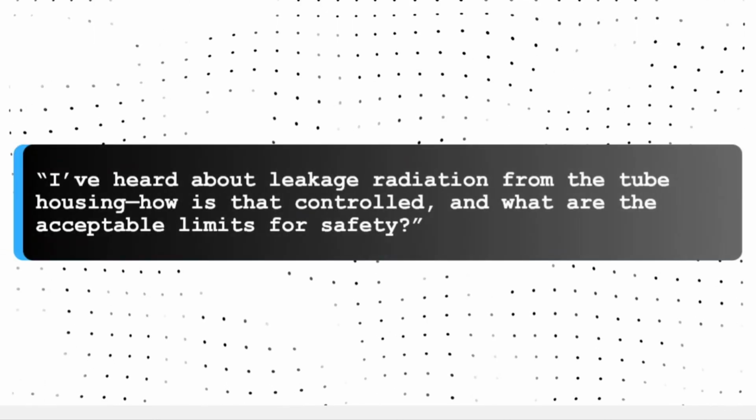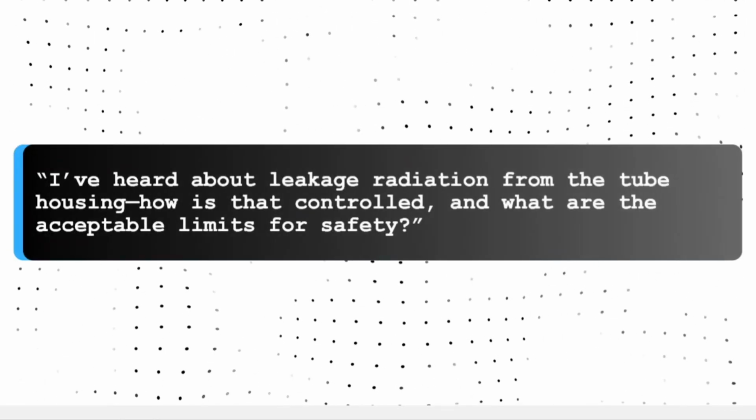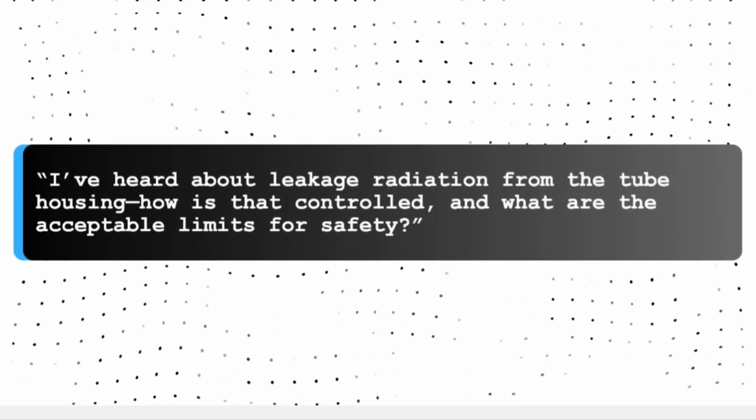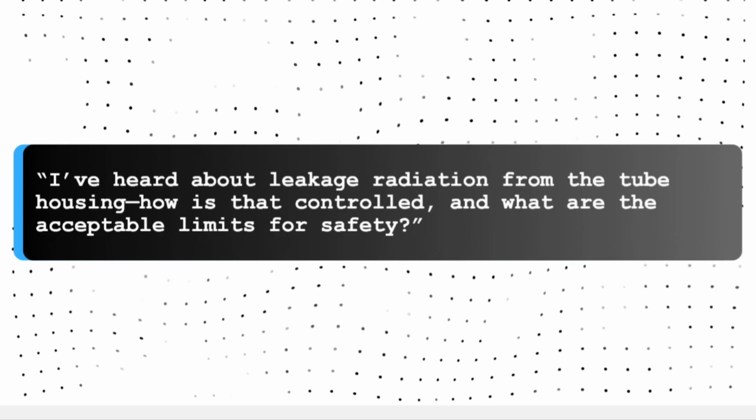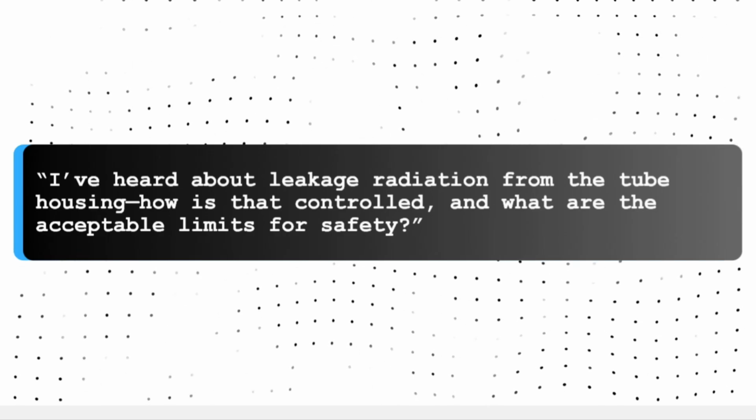The next question comes from Ethan. So I've heard about leakage radiation from the tube housing. How is that controlled, and what are the acceptable limits for safety? So leakage radiation refers to the x-rays that come out of the tube housing in directions other than the useful or primary beam. X-ray production, when it occurs, does occur isotropically, which means that x-rays are produced in 360 degrees at the anode.